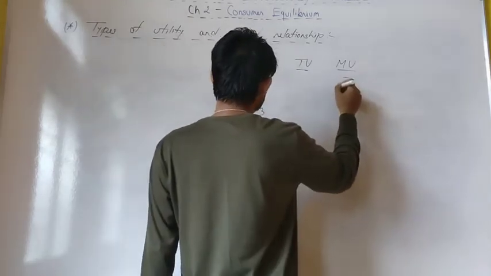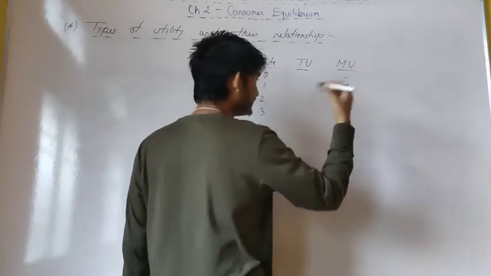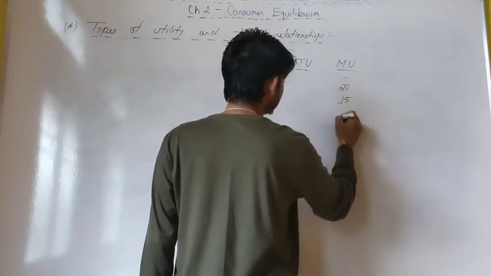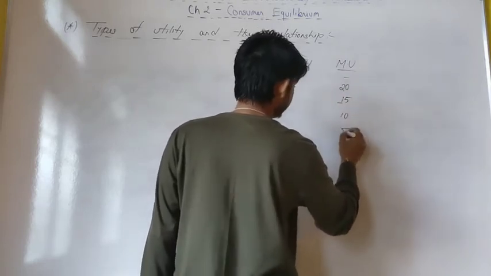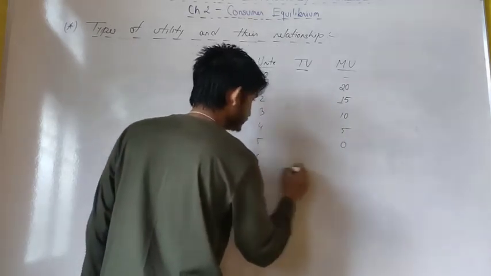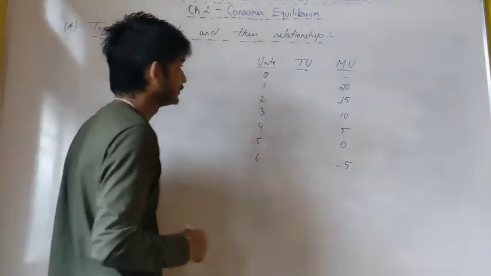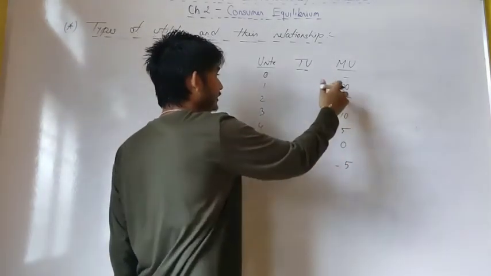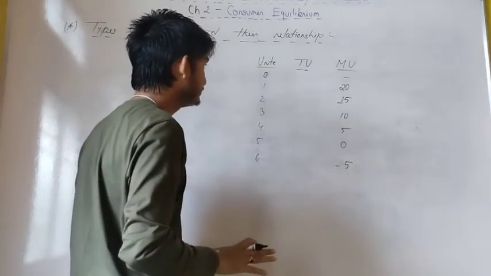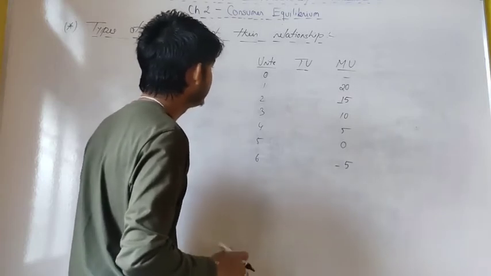So I am starting from 20, and I am taking an interval of 5. 20, 15, 10, 5, 0, and one additional one. Just to make things clear, I am just taking one negative. So 20, 15, 10, 5, 0, minus 5. All are evenly spread, with an interval of 5.